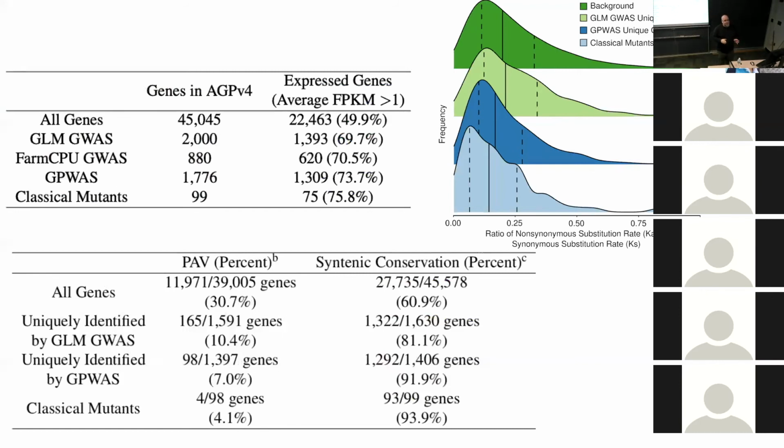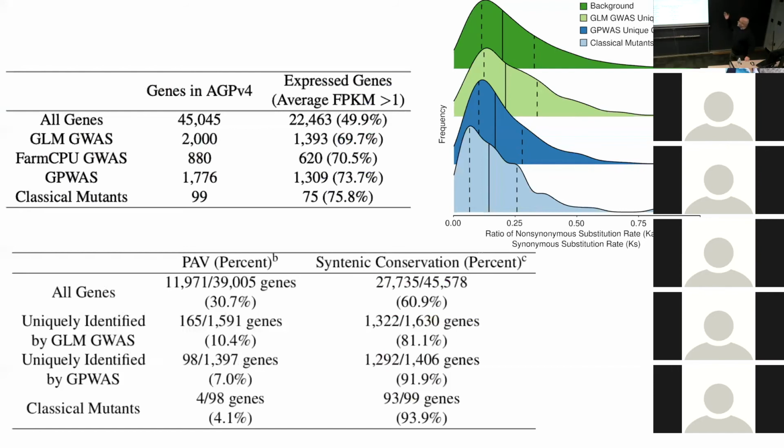And conversely, in maize, there are a lot of genes that exhibit presence-absence variation. So they're in B73, say, but they're absent from other genetic backgrounds. And we see that while this is quite common for the gene set as a whole, it is much rarer for genes identified through quantitative genetics. And GPWAS is closer to the really low level that we see for classical mutants. So any quantitative genetics approach to identifying genes that are associated with phenotype identifies genes that look more like classical mutants than the overall population of gene models.